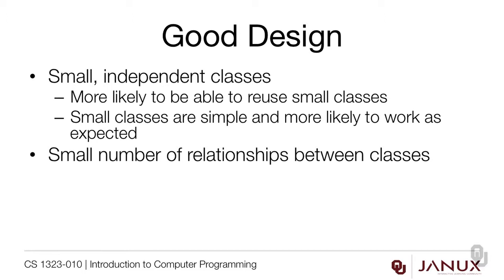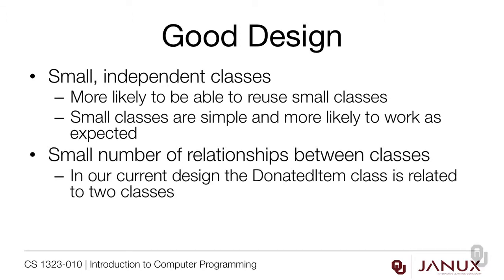The other thing we want to have is a small number of relationships between classes. In our current design, our donated item class is related to 2 classes, which is not too bad. What you don't want to see is things related to every class. So we might think about whether we could remove one of these links. And actually we could. We could remove the link between the charity class and the donated items class and just get our donated items from the donors directly.